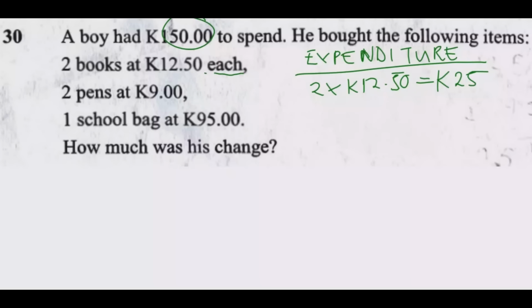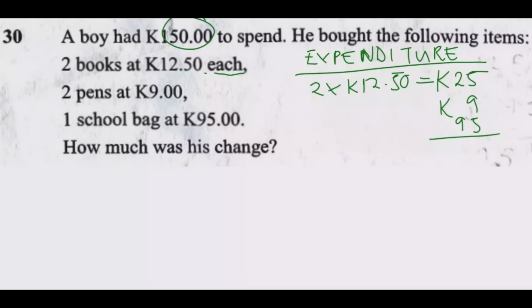Now when we come to the second statement, which says 2 pens at 9 kwacha, there is no word each at the end. That means the 2 pens cost 9 kwacha only, the whole 2 pens. So there is no need to multiply 2 by 9, unless they said each. Since they just said 2 pens at 9 kwacha, that is the cost of 2 pens. Then 1 bag is 95 kwacha, so we write 95 kwacha here, and then we find the total.